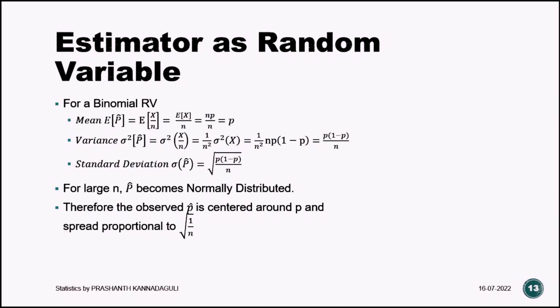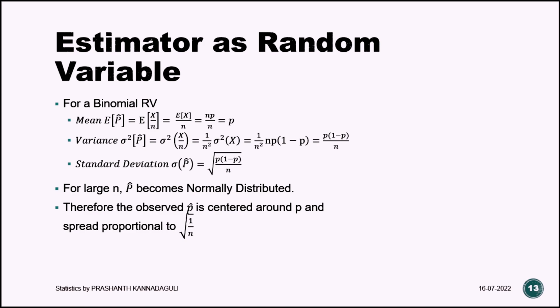So what we observed is that the P cap is centered around P. P is the actual value. Whatever P cap you obtained from your experiments, I repeated the experiments many times by asking different groups of 500 people, and each time I calculate a P cap, I'll try to make a distribution over there. What I can understand now is that this observed P cap is centered around P. Why do you say that? Because my mean is P. Mean means the center, right?